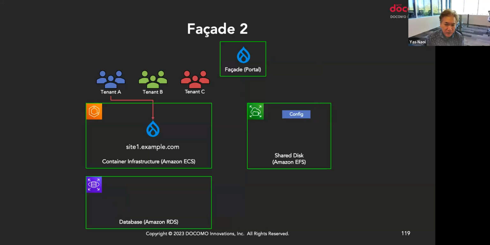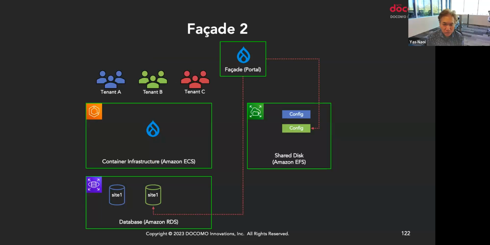Then when tenant A accesses site1.example.com, the container for the application server by Drupal accesses EFS by mounting the storage where the mount point is the /sites directory, and Amazon RDS for the database instance for site 1. The tenant B onboarding process is the same as tenant A. The Façade portal creates the resources on AWS for configuration on EFS and the database instance on RDS. Then tenant B can access site2.example.com.